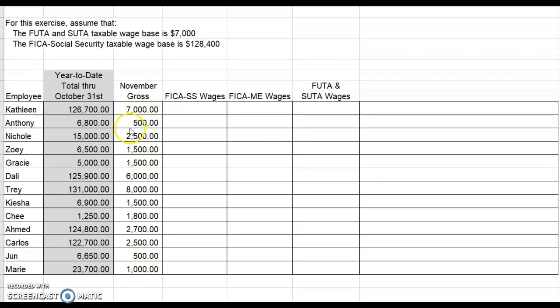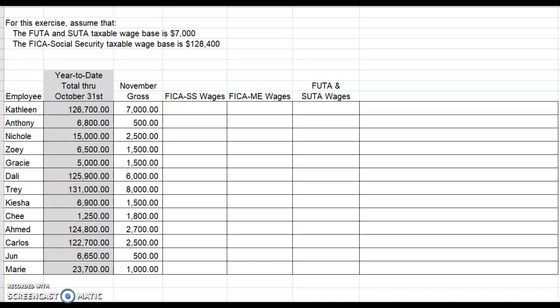Our job is to calculate gross wages for the month of November that are subject to each type of tax. It is very important to understand that the year-to-date gross wages have already been paid to the employee, and all payroll taxes on the year-to-date gross wages have already been paid. The only reason we need the year-to-date gross wage column is to see if employees have exceeded or are bumping up against a wage base. I think this concept will become clear as we work through the exercise.